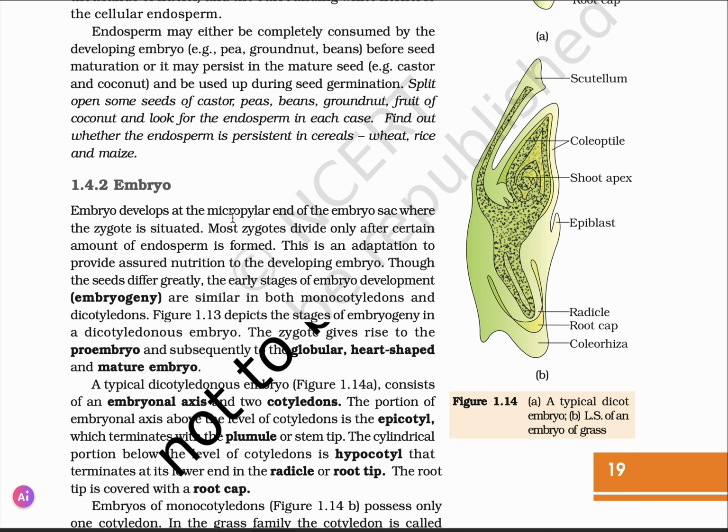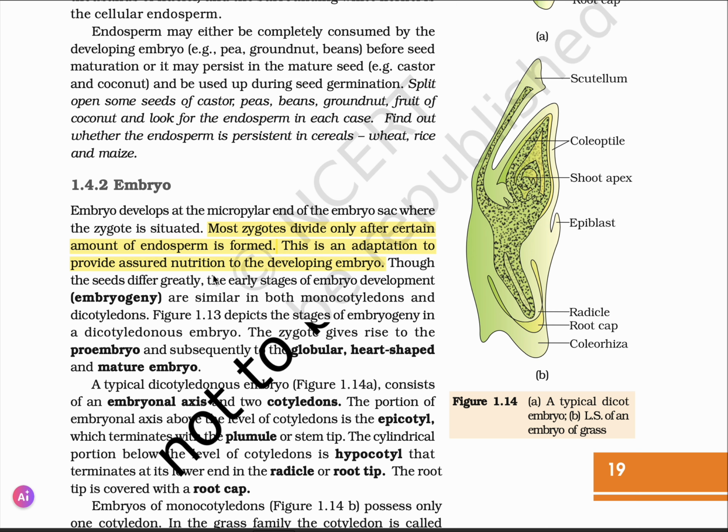Most zygotes divide only after a certain amount of endosperm is formed. We need to remember this. This is an adaptation to provide assured nutrition for the developing embryo. This is an assertion reason.